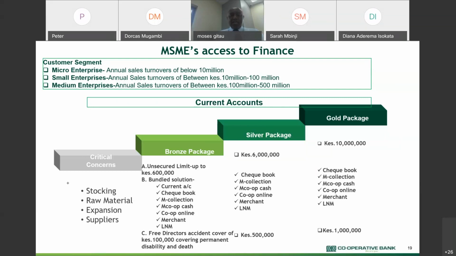And on gold package, you have a director's cover of up to 1 million Kenya shillings. I think that is the entry point.